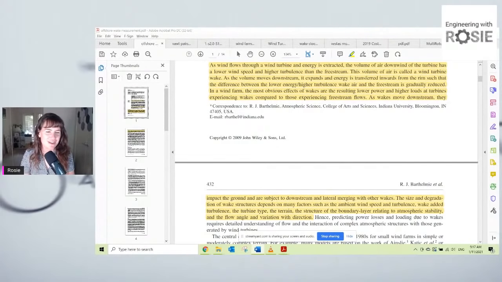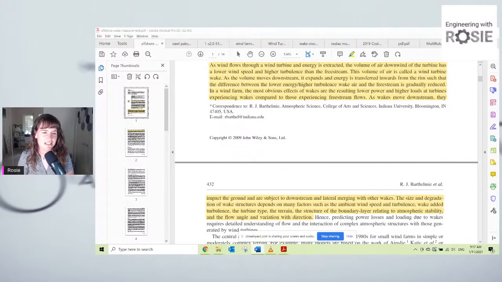We all know that the air behind has to be slower. So I don't think it would have been a surprise to the first person that made a wind farm, if they put them one behind the other in the downstream direction, that the one behind would see less wind speed than the one in front.